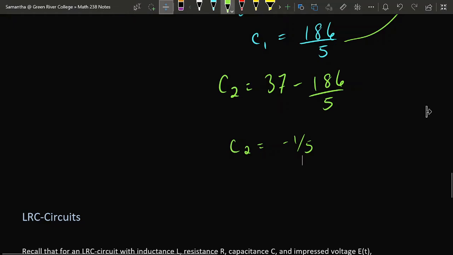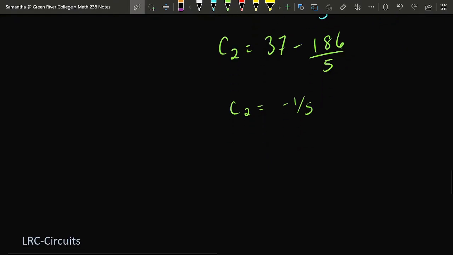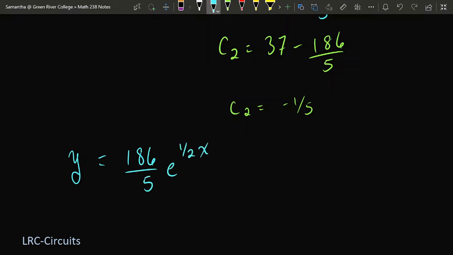So now, having used the initial condition to pin down the complementary function's coefficients, we can finally get our final answer. The function y that we need is equal to c1, which was 186 over 5, times e to the 1/2 x, plus c2, which turned out to be negative 1/5, e to the minus 2x, plus the particular solution, negative 7x squared minus 19x minus 37.